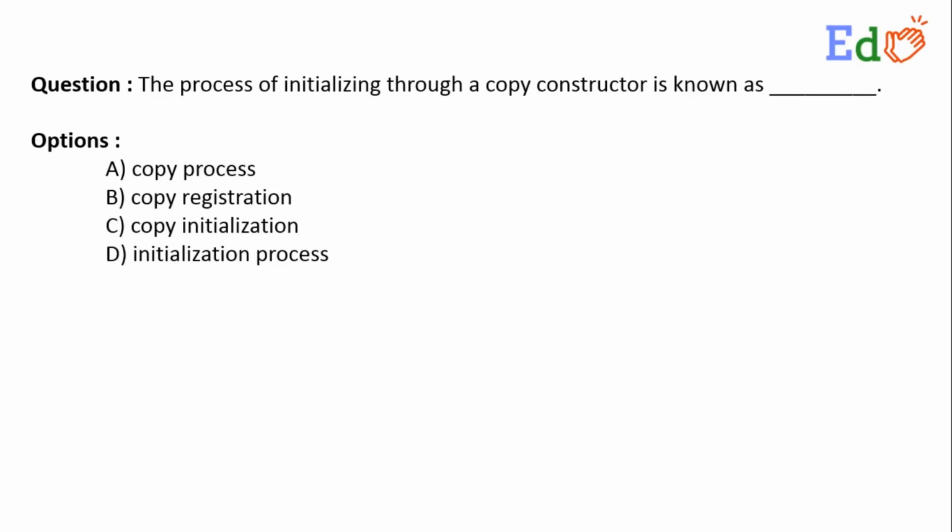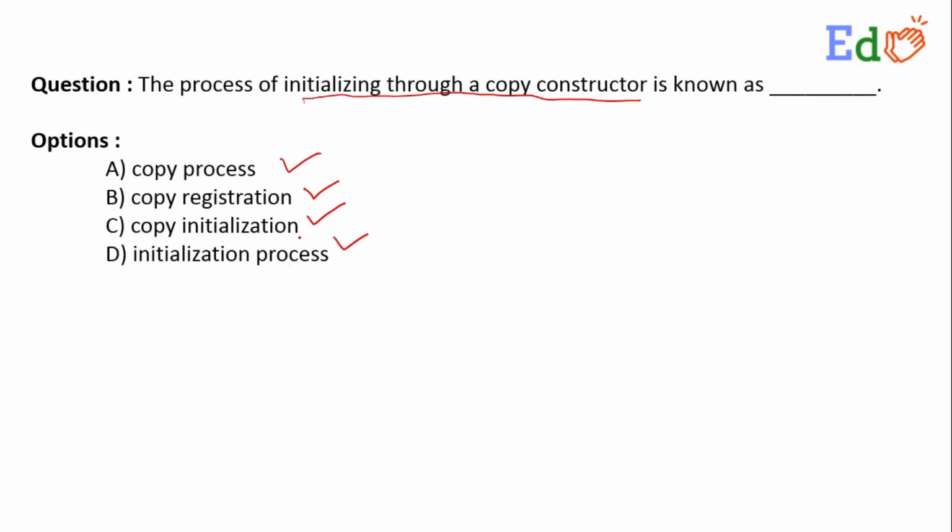The process of initializing through a copy constructor is known as, so here we are having options like copy progress, copy registration, copy initialization, and initialization process. So we are having four options here. So the process of initializing through a copy constructor.